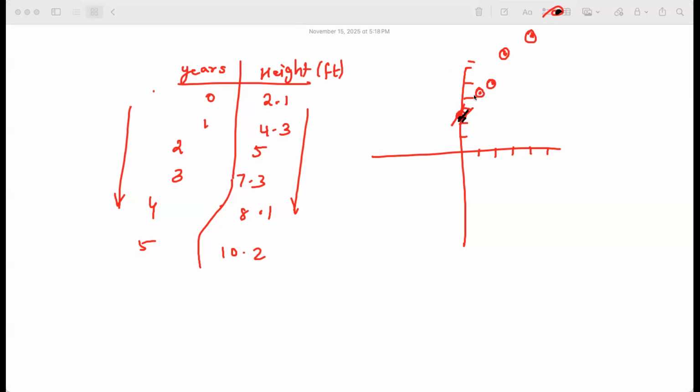Meaning you have to use a scale and draw. You have to connect those 2 points. Yes, one of the points did not fall on the line. That's okay, doesn't matter. So the chosen points are (0, 2.1) and (5, 10.2). Now, what is the slope?